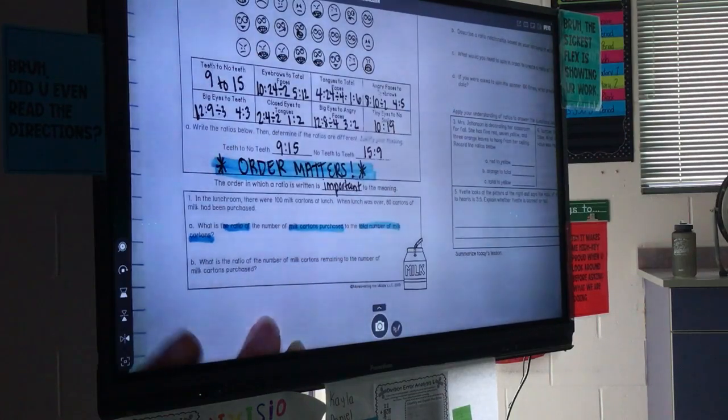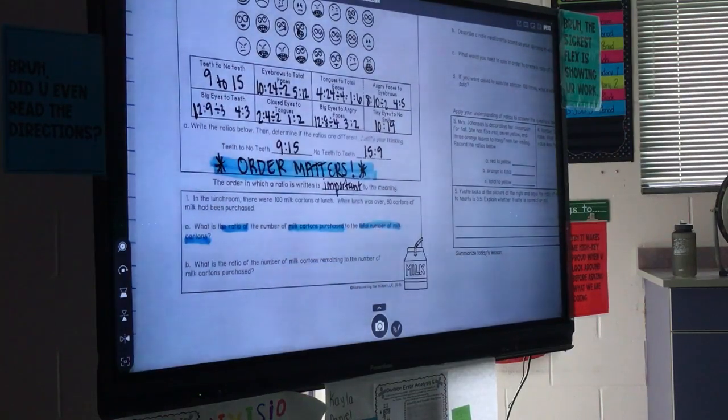So like, do I have to subtract or do I have to add or anything like that? For B, you would have to subtract. I'm not asking for B. I'm asking for A. Do I have to do anything other than just write the ratio? No, I don't. Because it's not requiring me to add anything. It's not requiring me to subtract anything.